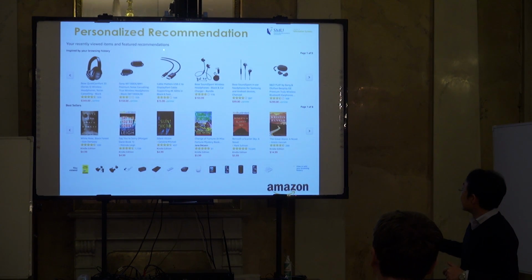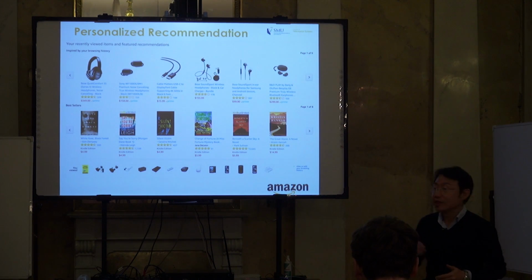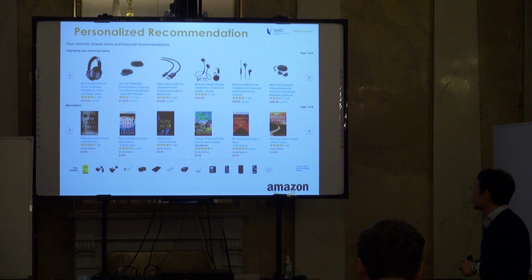Now, this is an example from Amazon. Based on your browsing history, for example, it is going to choose which of the headphones to show you. This was some time ago when I was trying to find earphones for exercises.